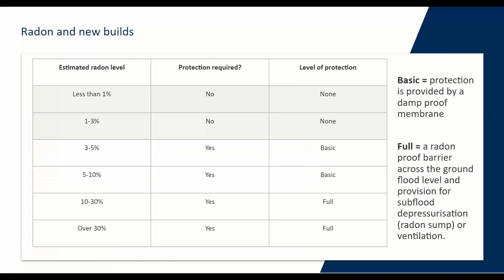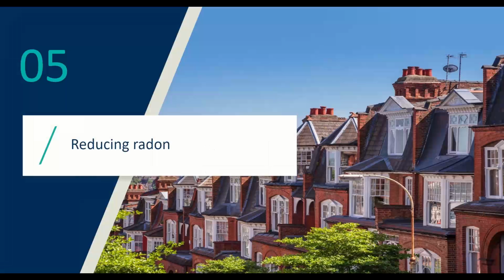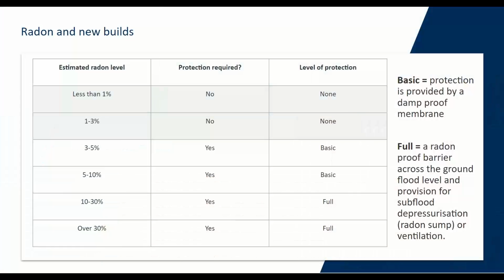In terms of the action levels and reducing radon, we'll talk a little bit about action levels. So in our data, you'll see these terms described to you. The area will have an estimated radon level, and you see the various percentages in the left-hand column: less than 1%, 1 to 3, 3 to 5, 5 to 10, 10 to 30, over 30. Is protection required? Yes or no? And what is the level of protection? None, basic, or full.